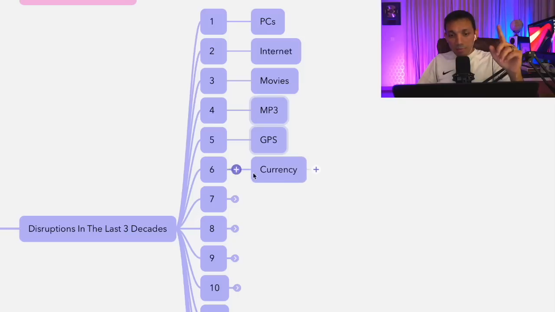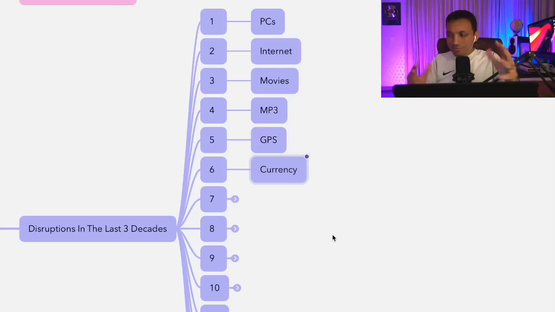Number six is currency. I still remember the day that at home we would have a money box and keep the cash at home. And then we started to see bank accounts get opened by large in the 1900s and 1990s. And then we saw the introduction of credit cards and debit cards and plastic money. And then we saw crypto and stuff like that coming in.